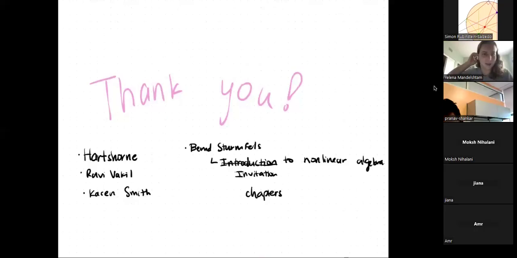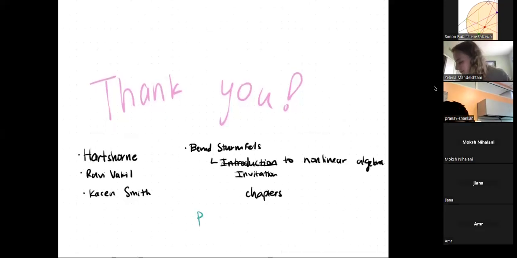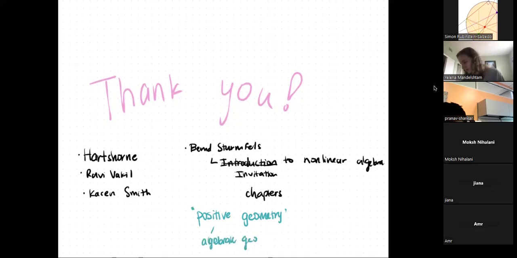Recently, my advisor, Bernd Sturmfels, has been very interested in this. He, with some physicists, applied for a big grant, and they got it, to study what they call positive geometry. This is a new field that is being developed now, and it's basically dealing with algebraic geometry and physics.